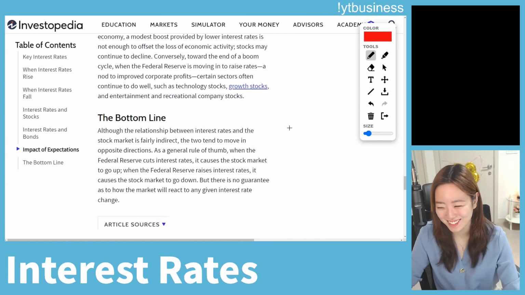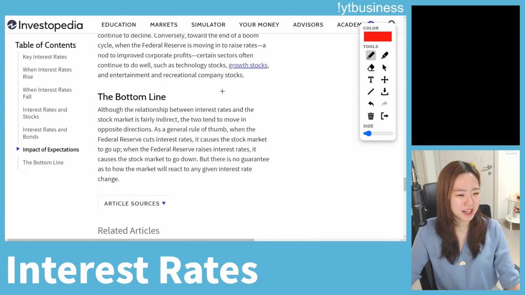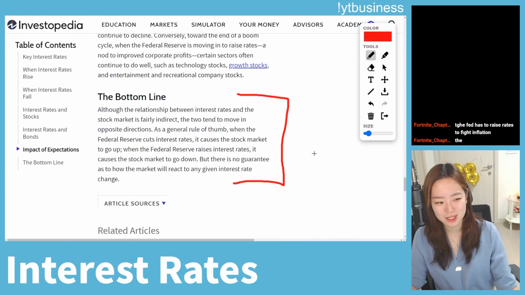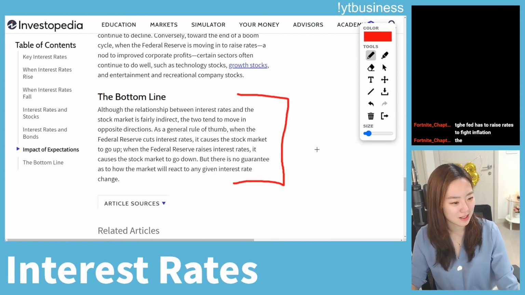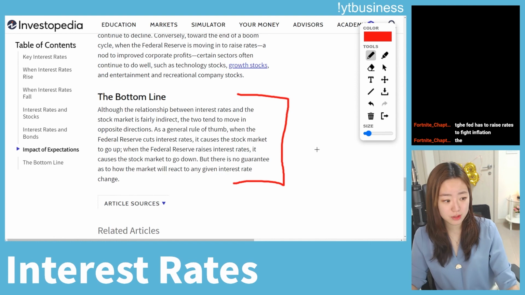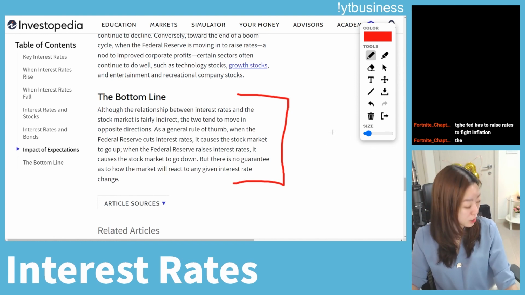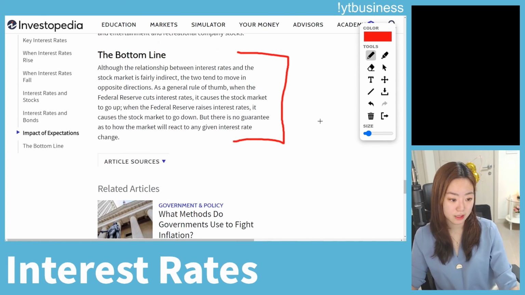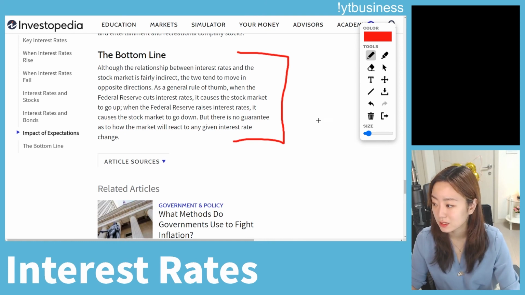Recreational company stock. So the bottom line, guys, all big words, but in the end, although the relationship between interest rates and the stock market is fairly indirect, the two tend to move in opposite directions. As a general rule of thumb, when the Federal Reserve cuts interest rates, it causes the stock market to go up. When the Federal Reserve raises interest rates, it causes the stock market to go down. But there is no guarantee as to how the market will react to any given interest rate change.